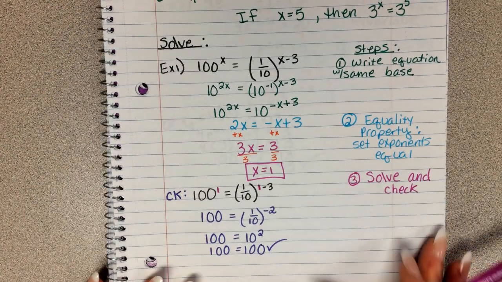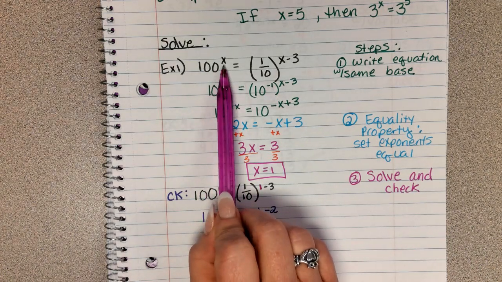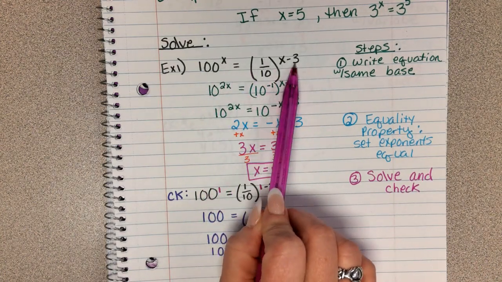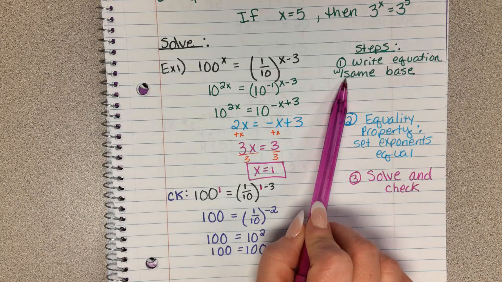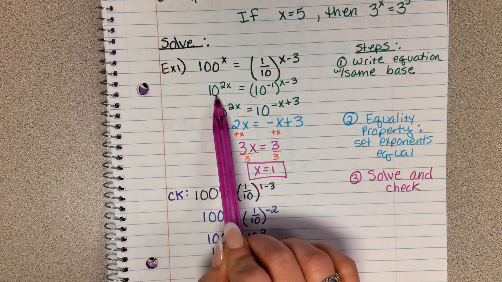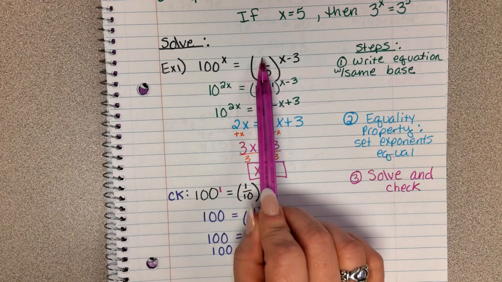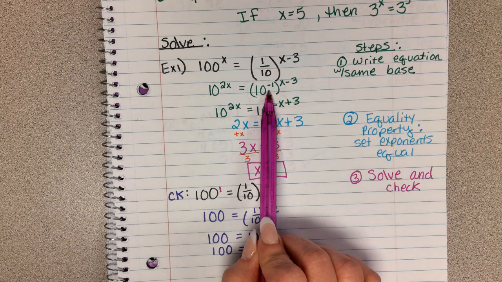Now the easiest thing to do is going to be this type of example here, and there's going to be 3 different examples because there's 3 different ways you might solve these, okay? So in the first example, I have 100 to the power of x equals 1 over 10 to the power of x minus 3. Notice the x is in the exponent. If at all possible, what you would like to do is write your equation with the same base on both sides. So I can write 100 with a base of 10. That would be 10 squared, in this case, 10 to the 2x. I can also write 1 over 10 with a base of 10. 1 over 10 is 10 to the power of negative 1.